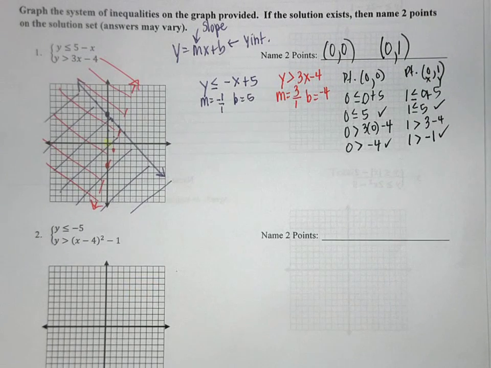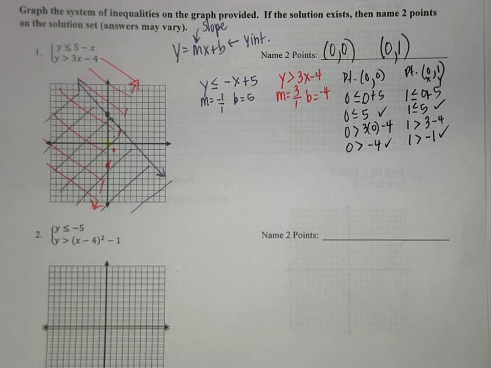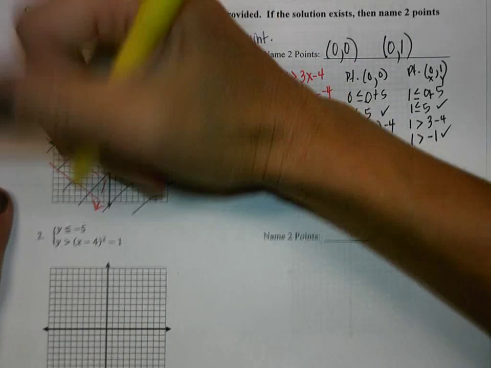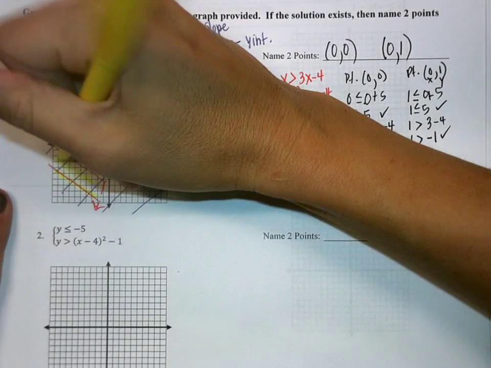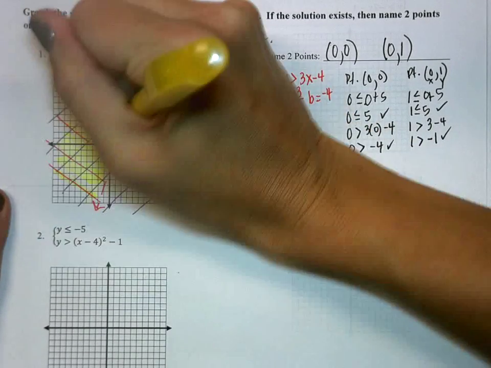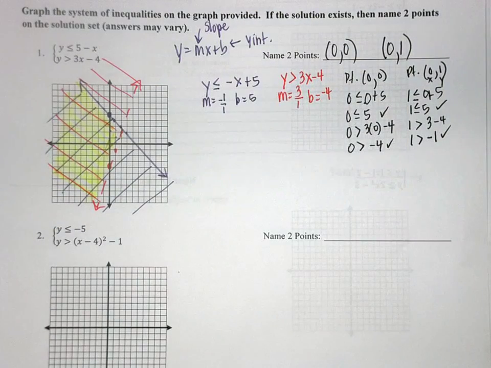Now, if one of them didn't work, then that means you probably shaded wrong. But we found 2 points that work, and so I would highlight this area and make it so that you know that the answer is these 2 lines that their shading has overlapped.